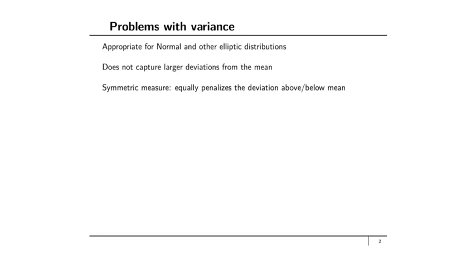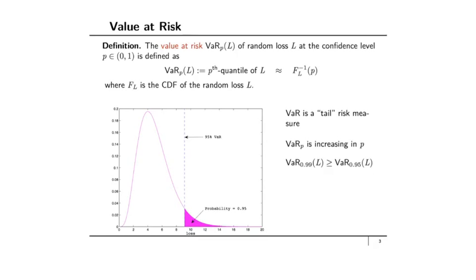And we need other measures that can capture some of this, meaning they can capture larger deviations from the mean and they can capture asymmetry about the mean. The value at risk is one such risk measure.